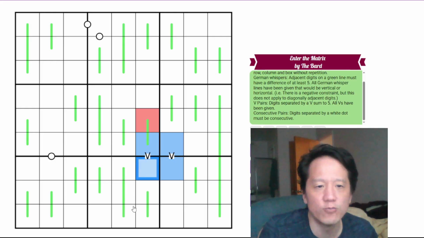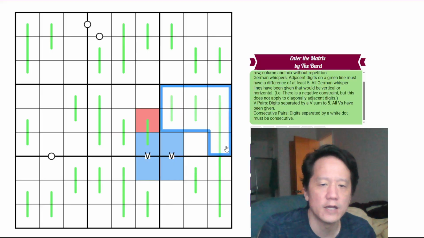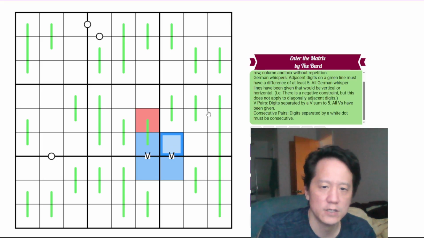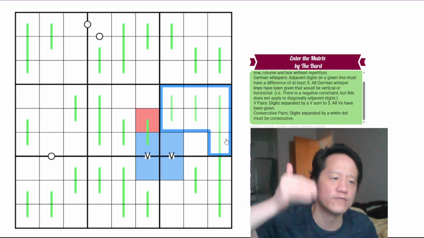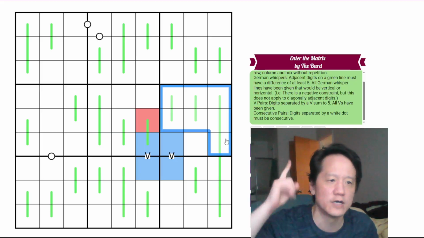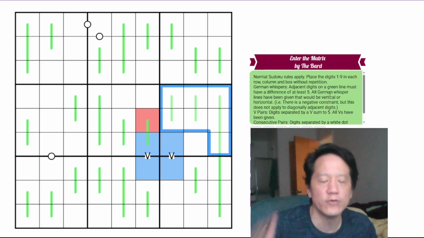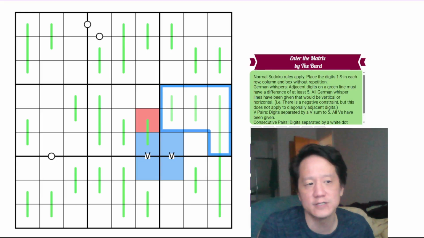Also we have, where are the 5s? 5 can never be on a German whisper line. And it can't be next to a V. Because 5, if you subtract 5 or more away from 5, you get 0 or less, which is not a normal Sudoku digit. If you add 5 or more to 5, you get 10 or more, which are not digits.